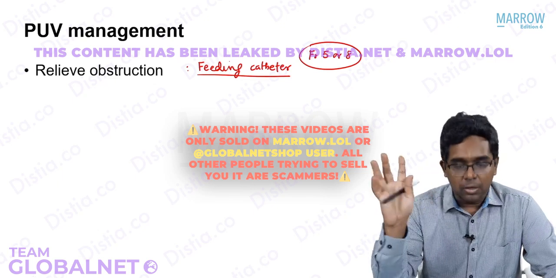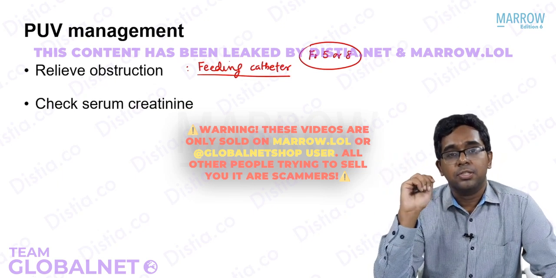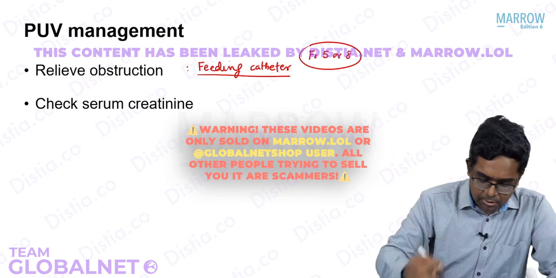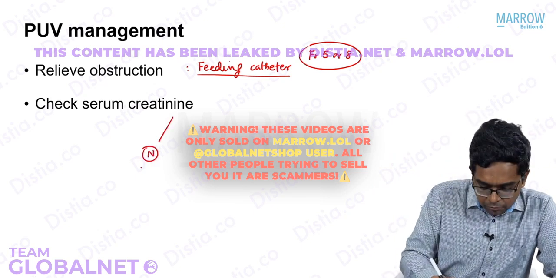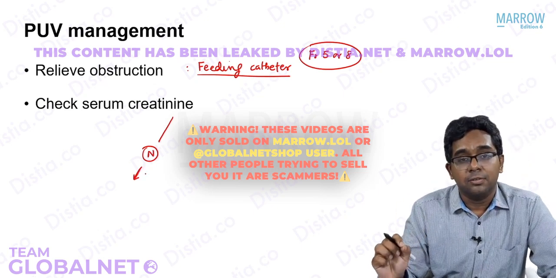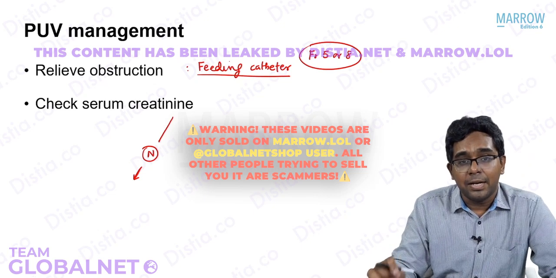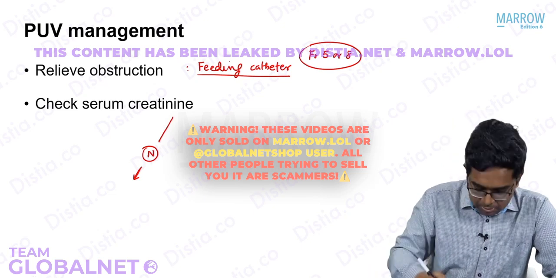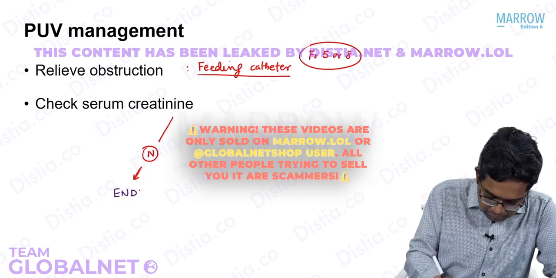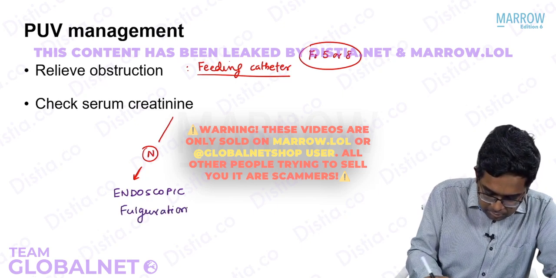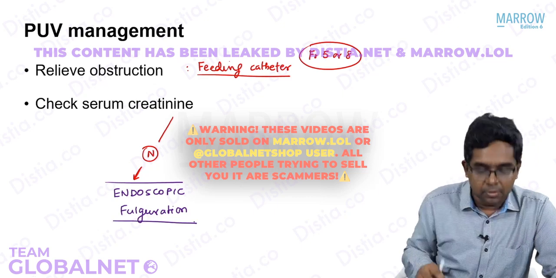After you have relieved the obstruction, you have to check the serum creatinine. If the serum creatinine is normal, then you can go for the definitive treatment, which is destruction of the valves. This is done endoscopically, so this procedure is called endoscopic fulguration of the valves. This is the definitive treatment of choice in case of posterior urethral valve.